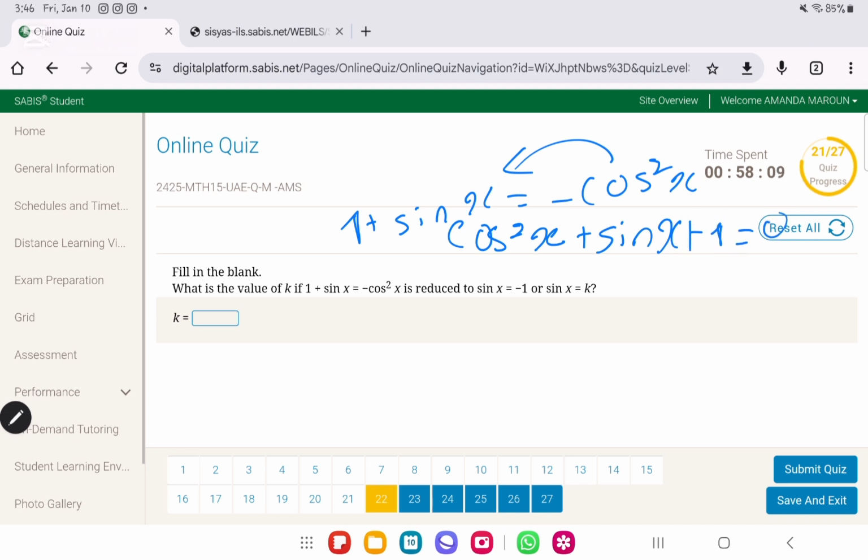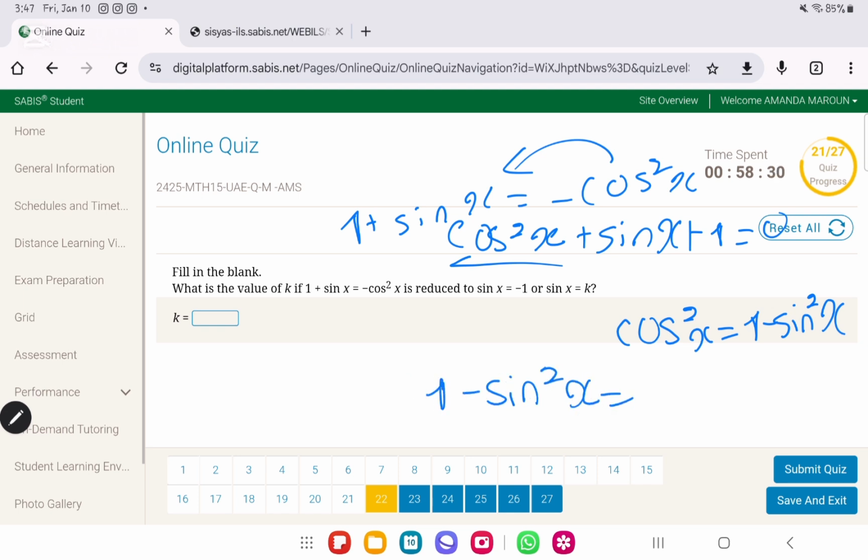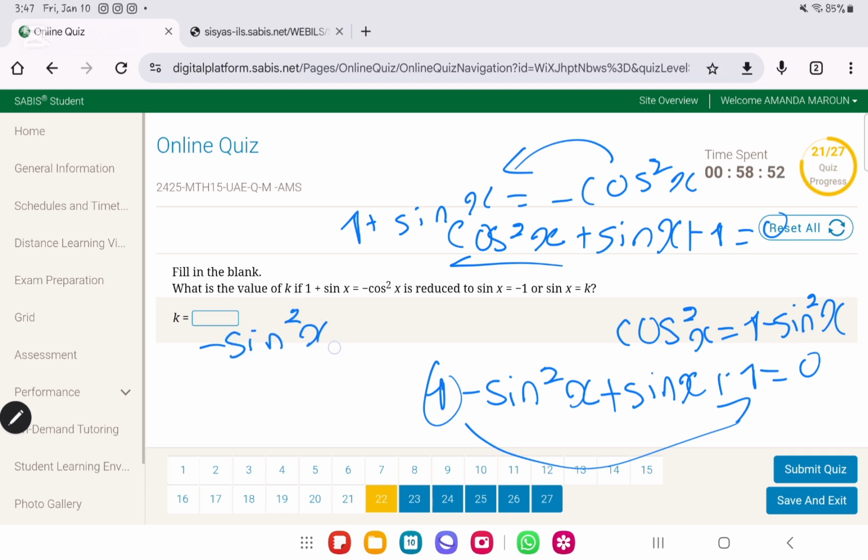Now we are going to change the cosine squared x into sine squared x. Cosine squared x is equal to 1 minus sine squared x. So very simply, we substitute the cosine squared x by 1 minus sine squared x. Sorry, my apologies. It's 1 minus sine squared x plus sine x plus 1 is equal to 0. Then you bring this 1 over here and add it, and it becomes minus sine squared x plus sine x plus 2.